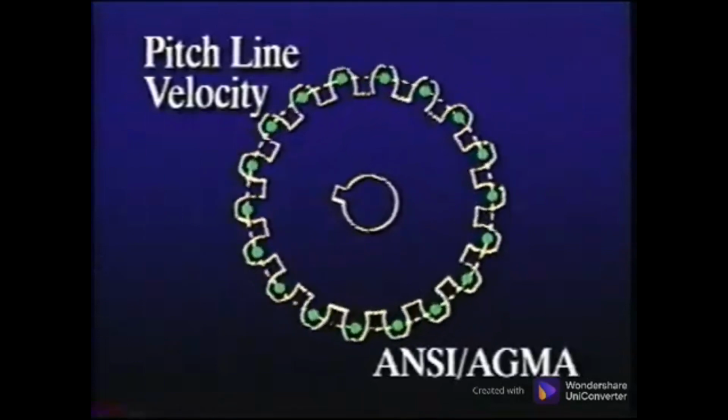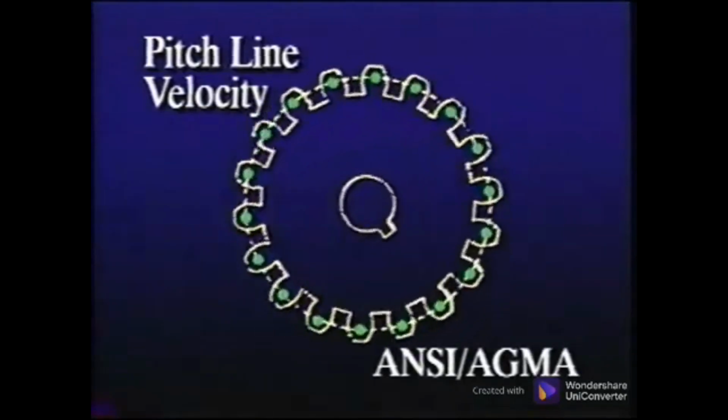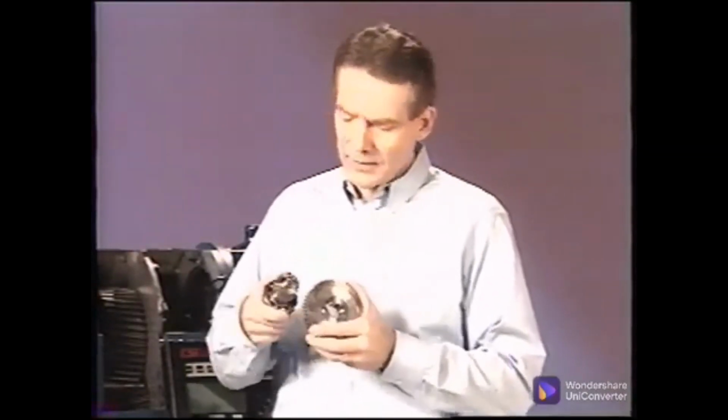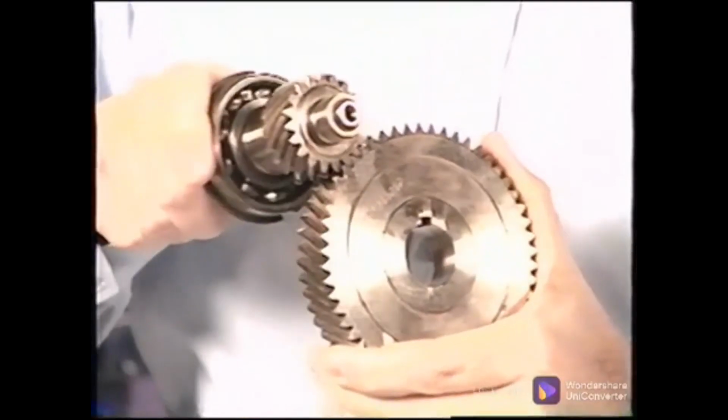The speed of a gear is defined as the speed along the circle and is called pitch line velocity. ANSI/AGMA, American Gear Manufacturers Association standards, are set using the pitch line velocity to categorize them. When gear teeth are designed and manufactured with this first criteria, that is, the normal to common tangent passing through the pitch point, then the gear will operate quieter and with less vibration.